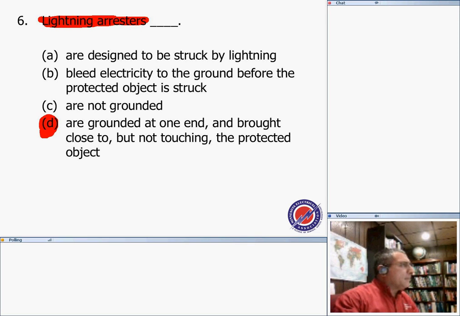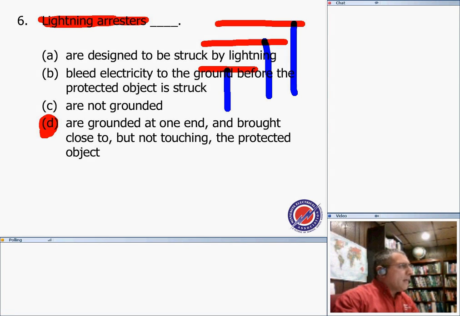Around it at one end. So what they do, guys, here's phase A, here's phase B, and here's phase C, and they take a line from phase A, a line from phase B, and a line from phase C, and bring them to the lightning arrester, and the lightning arrester is just an open. Think of it as an open contact, and from the side they take it to the earth.